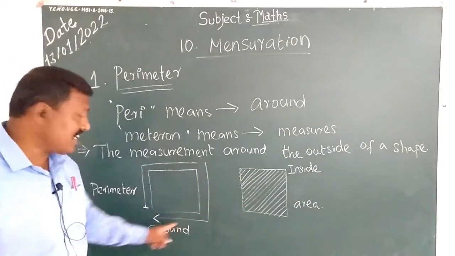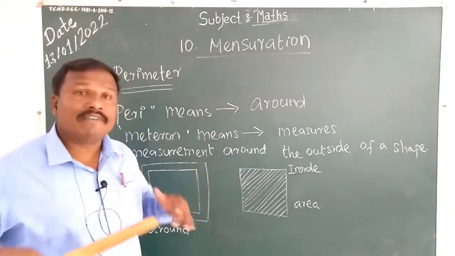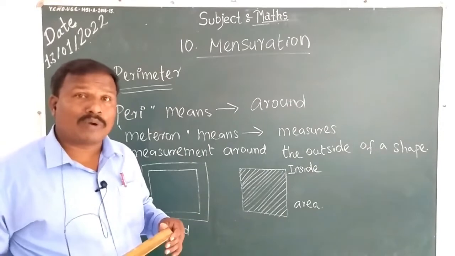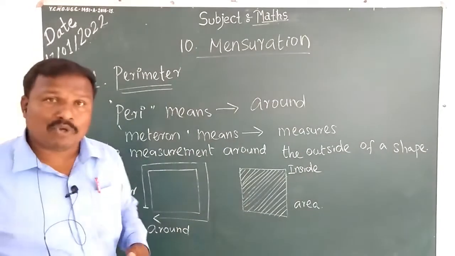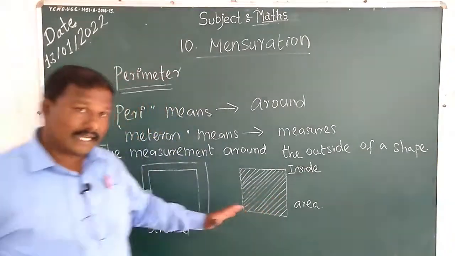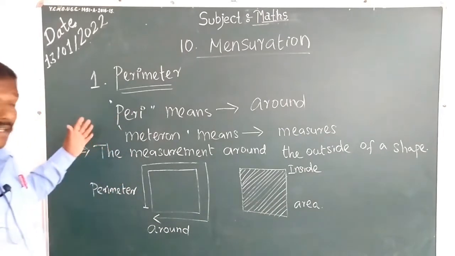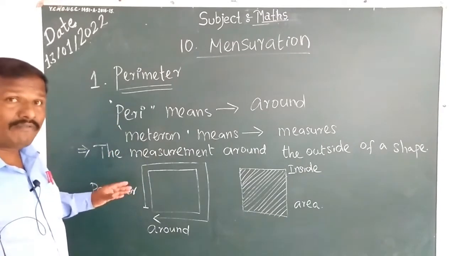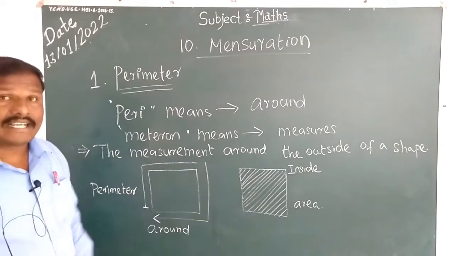Perimeter means only outside. Example, a compound wall. Suppose you are building a new house; in front of your house you have to build a compound wall. You have to go around the outside only. But area means the amount of surface, that is different. We will discuss perimeter first: the perimeter of a rectangle, of a square, of a triangle, finding the perimeter of the given figure. Then after that we will discuss area.